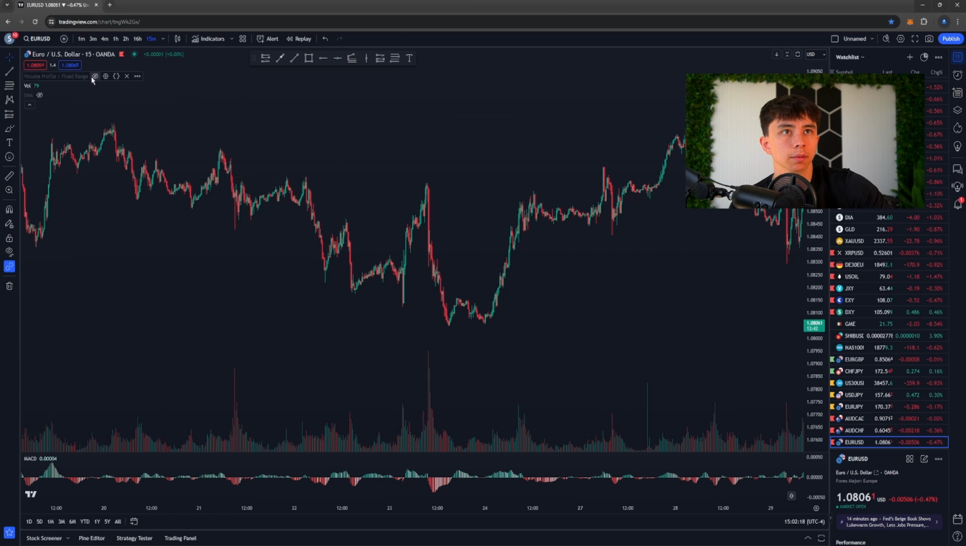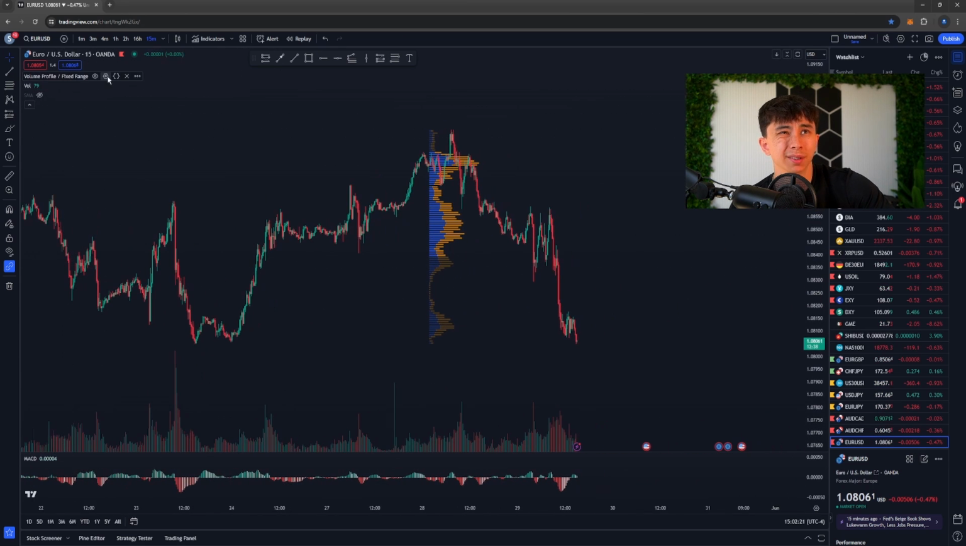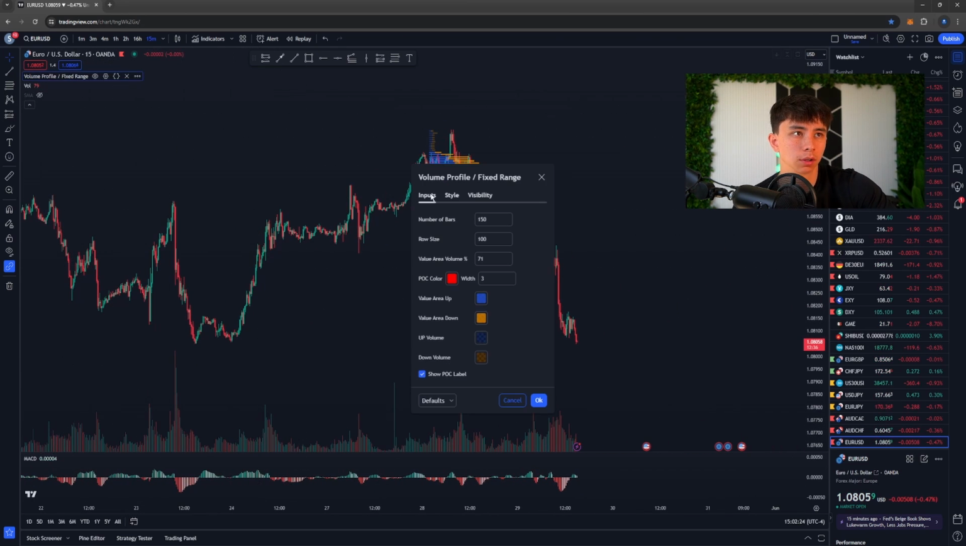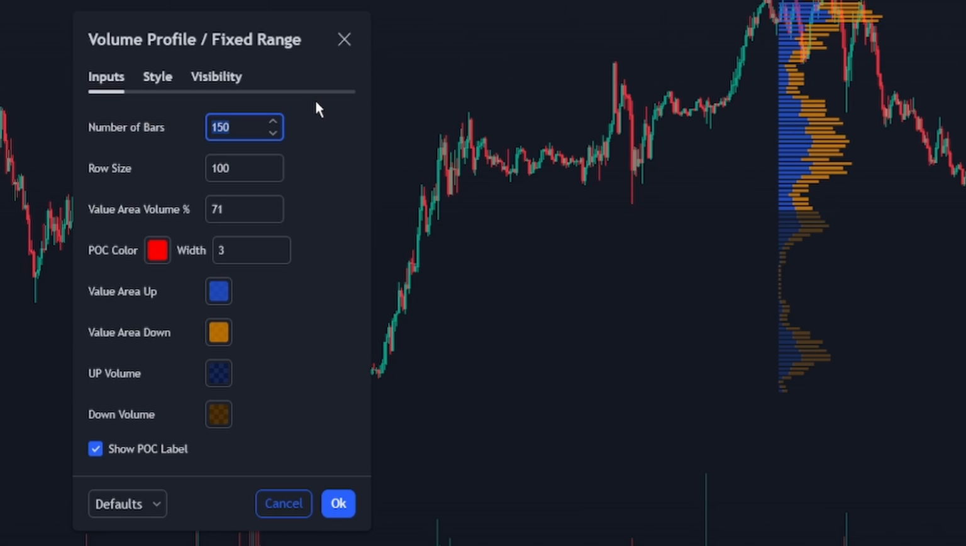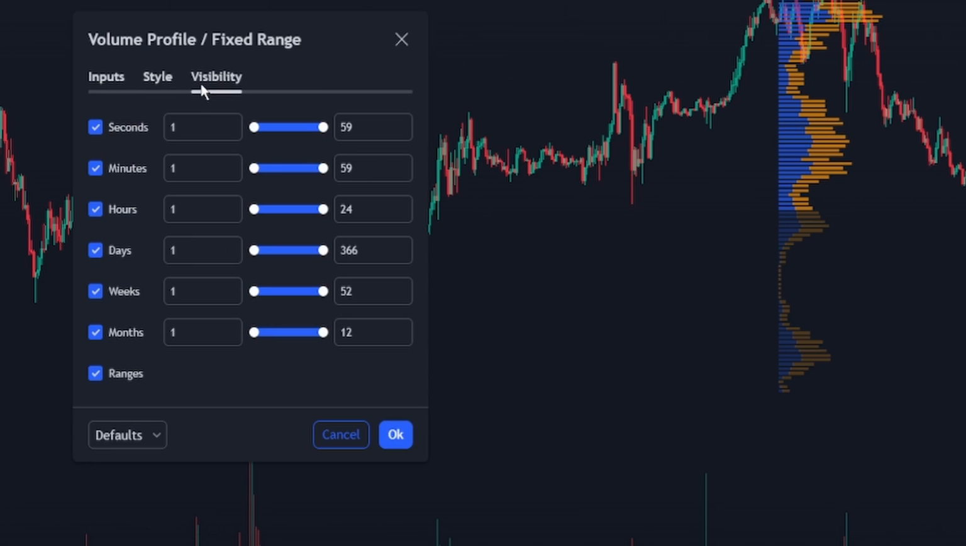When you add that, it's going to look something a little like this. The thing is, I have it customized. Customization doesn't matter too much, but if you're looking to have the same customization, go to number of bars and put 150, row size 100, value area volume 71%, and everything else pretty standard.